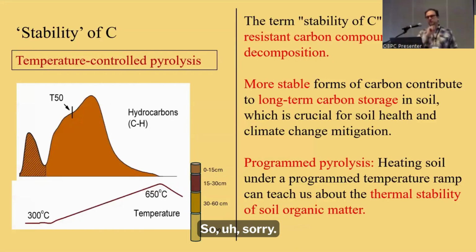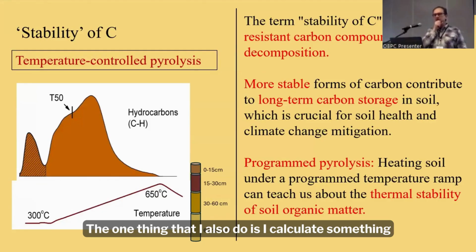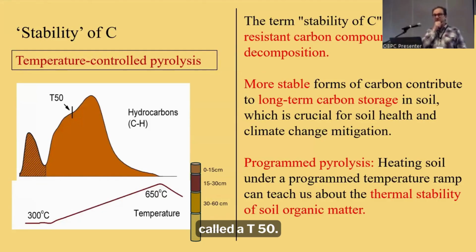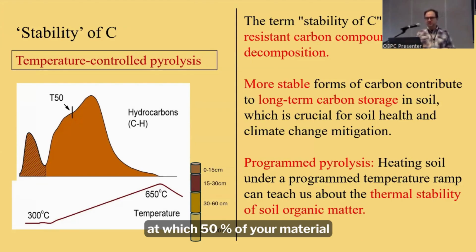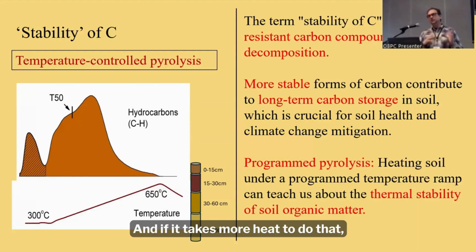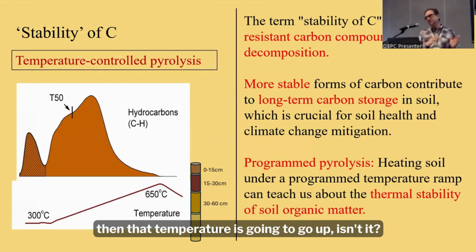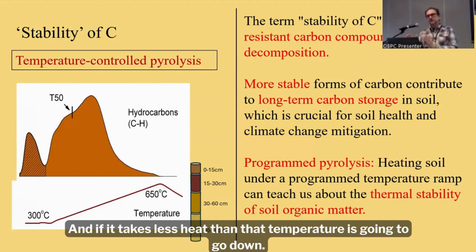So, the one thing that I also do is I calculate something called a T50. T50 just strictly means the temperature at which 50% of your material would have pyrolyzed. And if it takes more heat to do that, then that temperature is going to go up, isn't it? And if it takes less heat, then that temperature is going to go down.